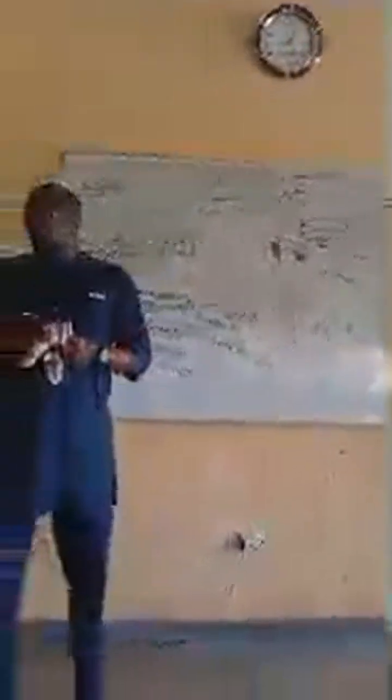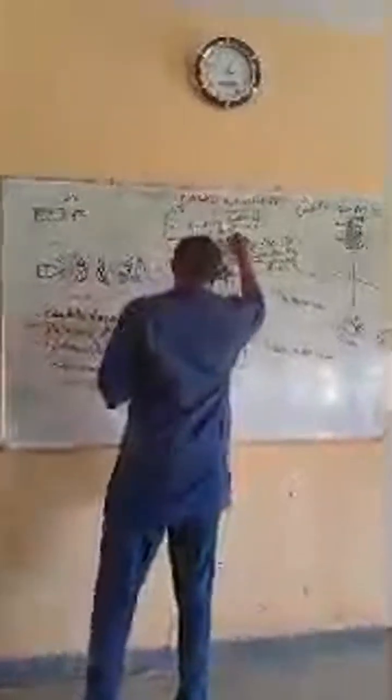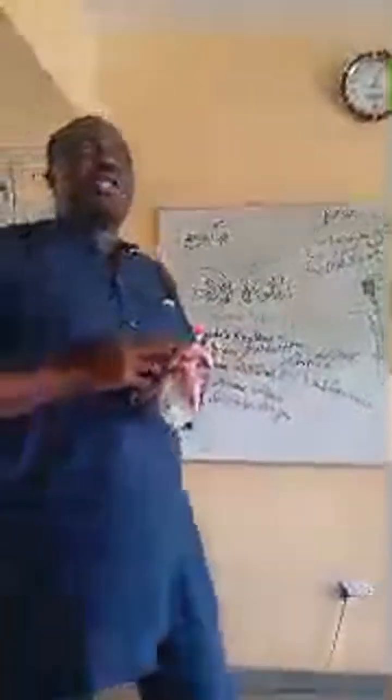So number one, the basal ganglia is involved in initiating movement. If it initiates movement, it can also stop movement. If it can initiate movement and can stop movement, then it can also modulate movement. So it is involved in modulating movement. So these are the three functions of the basal ganglia. Number one, it initiates movement. Number two, it stops movement. Number three, it modulates movement. We'll take them one after the other.